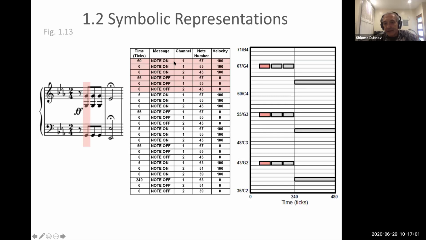These were basically messages that will turn notes on or turn notes off. They have 16 channels in principle. So if you have instruments played by different sounds, you would usually put them on different channels. And the notes are represented as numbers.